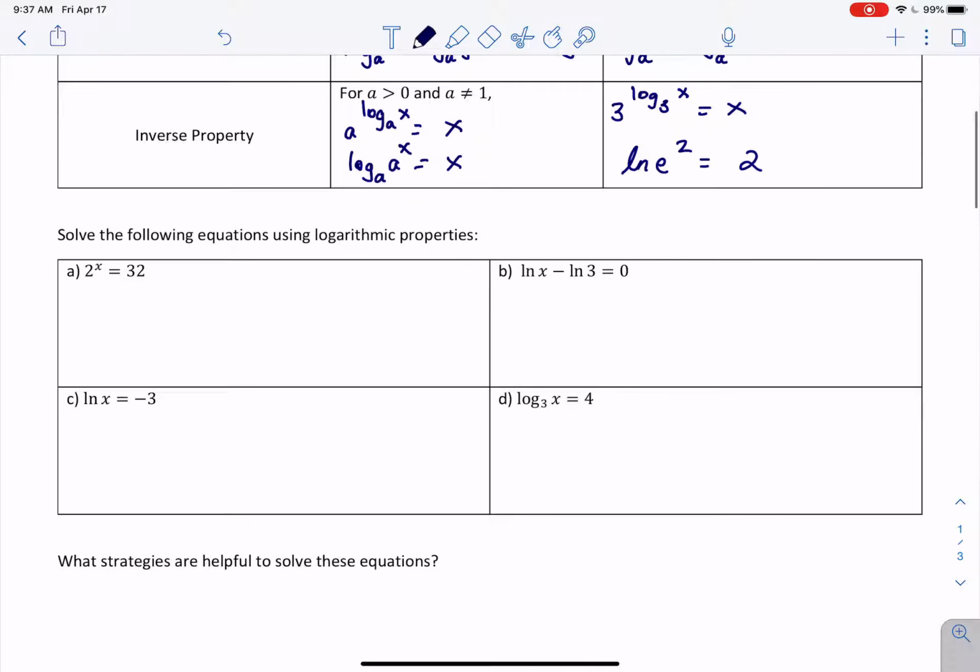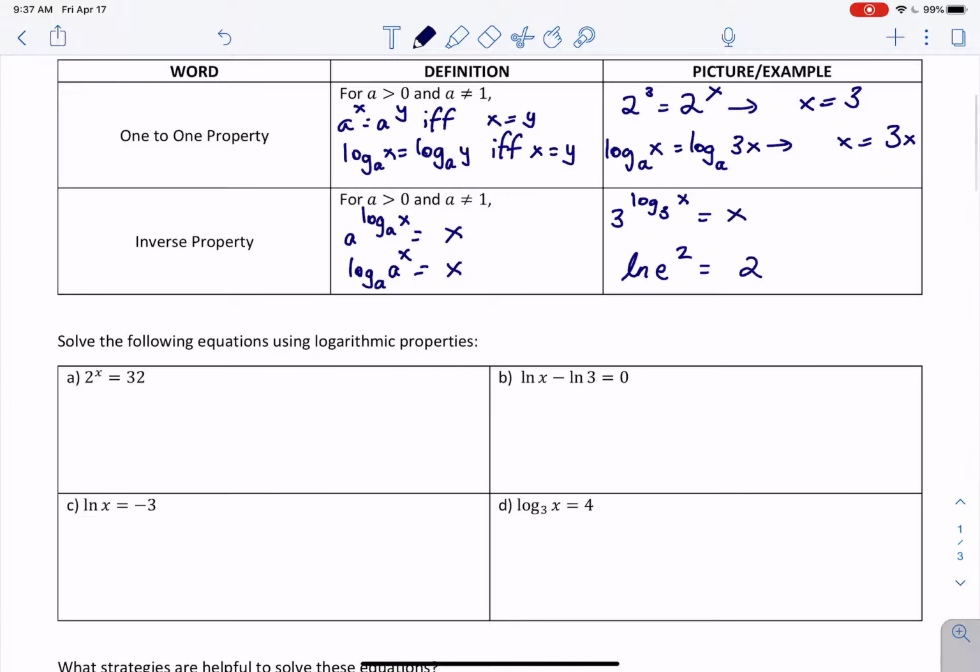So we can start solving some simple equations using these properties. For example, in this first one, we have 2 to the x equals 32. One way to do this is to try to make the bases the same, to use the one-to-one property. Well, I know 32 is the same as 2 to the 5. And so now I have the base the same, which means that the exponents have to also be the same. So that means x has to equal 5.